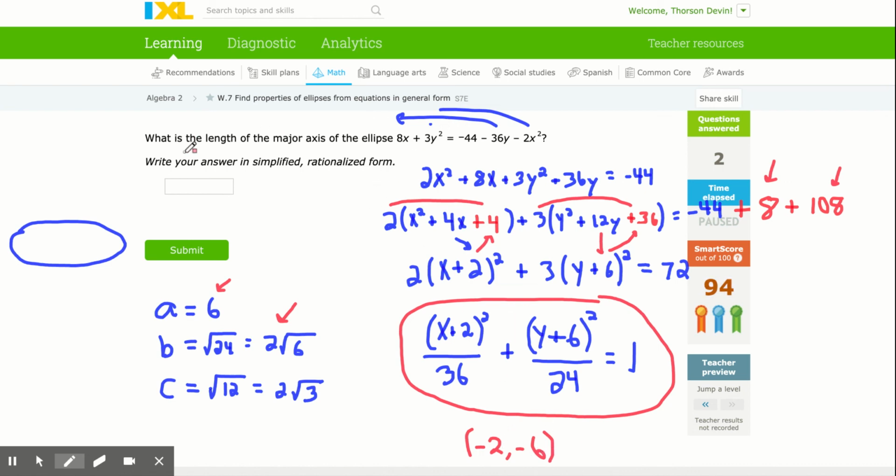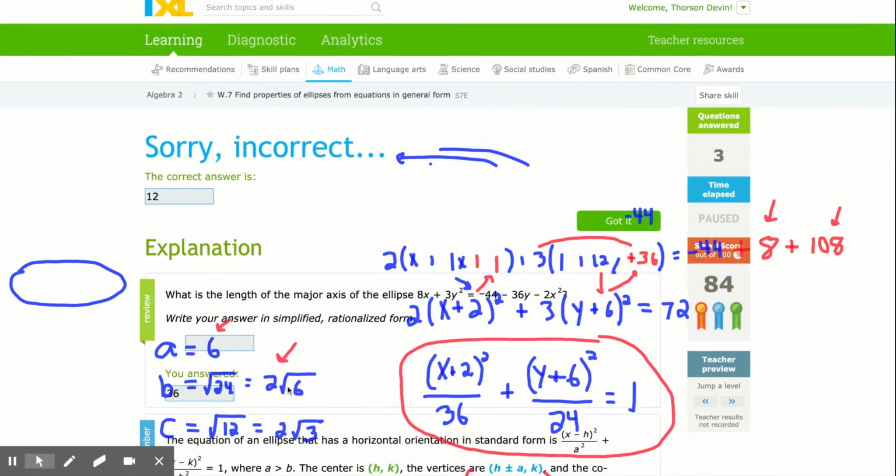This problem happens to actually ask for the length of the major axis. That's just double a, so I just have to type in 36. Again, if you have any questions, please do bring them to class and I will help you.